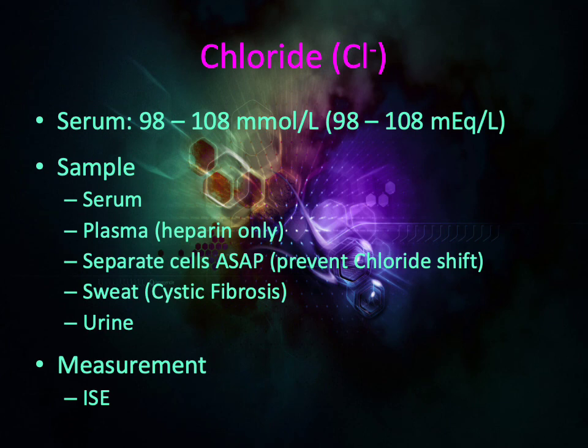The normal range for serum and plasma is 98 to 108 millimoles per liter or 98 to 108 milliequivalents per liter. Sample types include serum, plasma, again heparin only, sweat for cystic fibrosis screening, and urine. Serum and plasma samples must be separated from the cells ASAP. Measurement is by ISE.